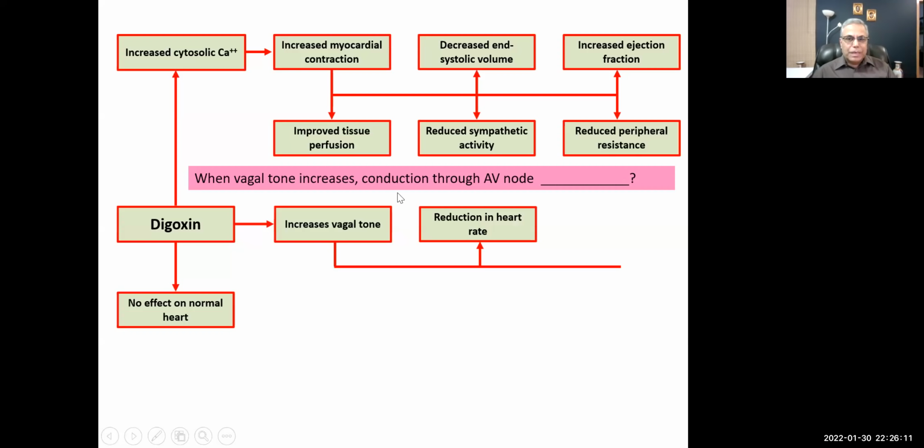When the vagal tone increases, will conduction through the atrioventricular node increase or decrease? Okay, I got one answer, which is decrease, which is the right answer. And that is the reason sometimes this digoxin is used in atrial fibrillation, okay? Now, there will be slow conduction through the AV node.